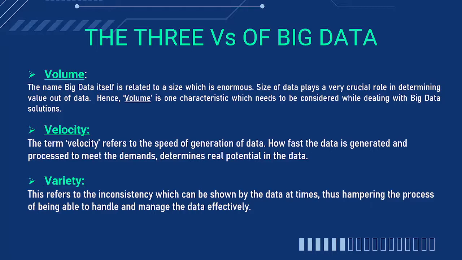Now we go to the next V, variety. This refers to the inconsistency which can be shown by the data at times, thus hampering the process of being able to handle and manage the data effectively.